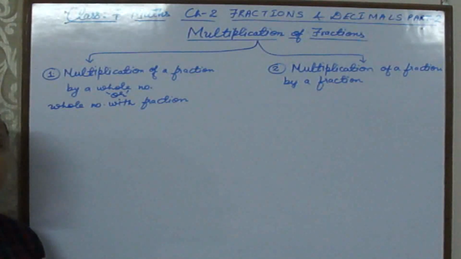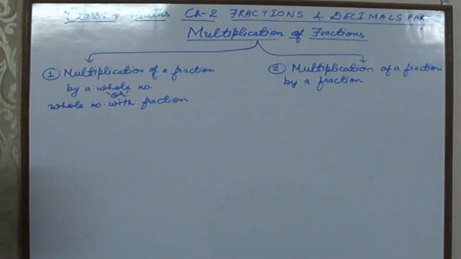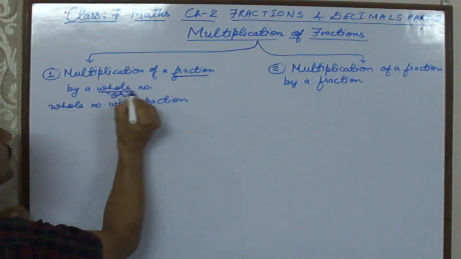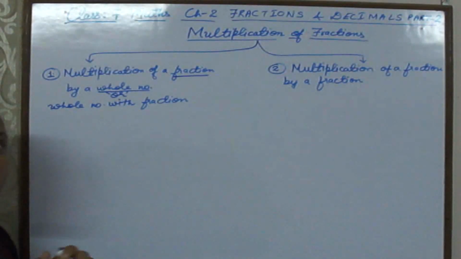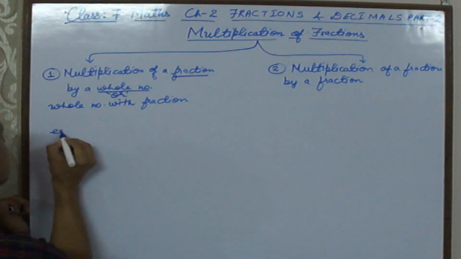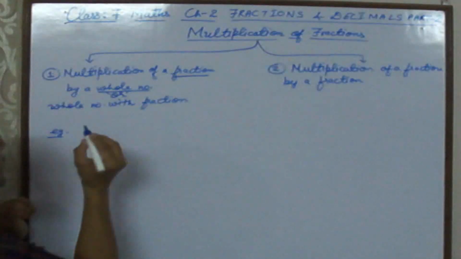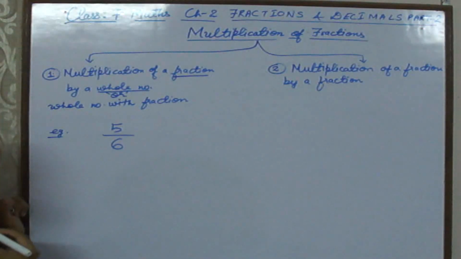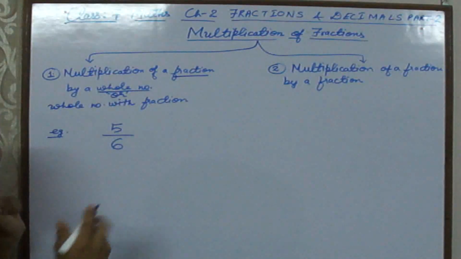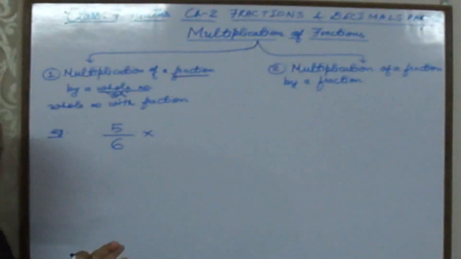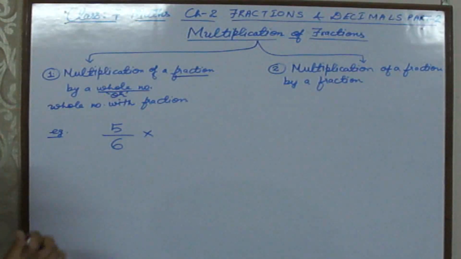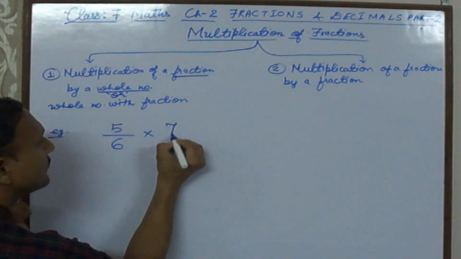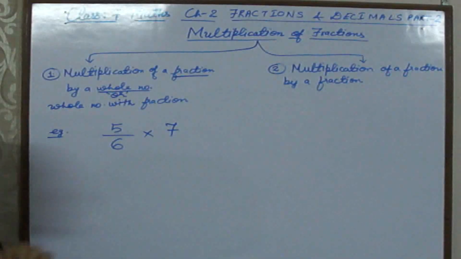So let us take some examples to illustrate this. First one is multiplication of a fraction by a whole number. We will take a fraction and a whole number. It will be clear with the help of an example. I have taken one fraction, 5 by 6. Now we have to multiply it with a whole number, and we know whole numbers start from 0. So you can take any whole number: 0, 1, 2, 3, 4, 5, 6. I am taking 7 here.